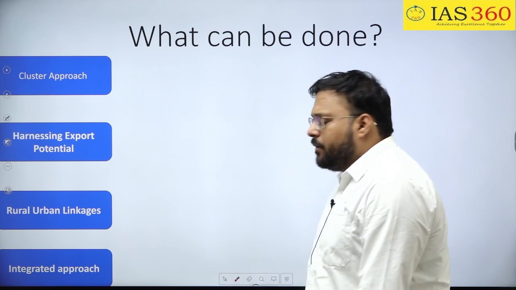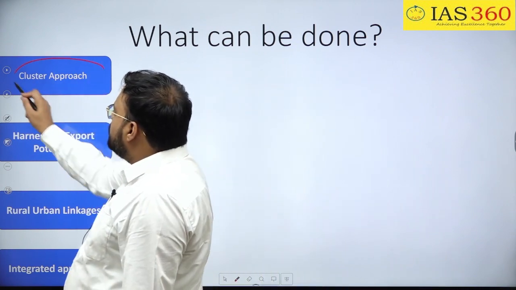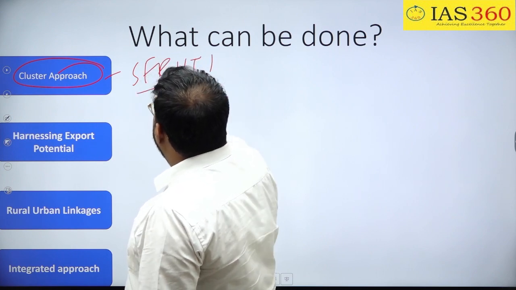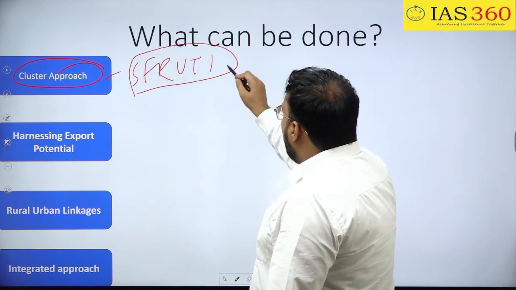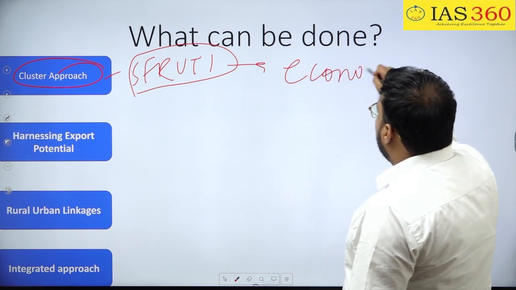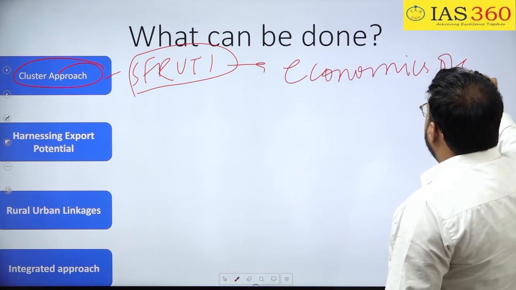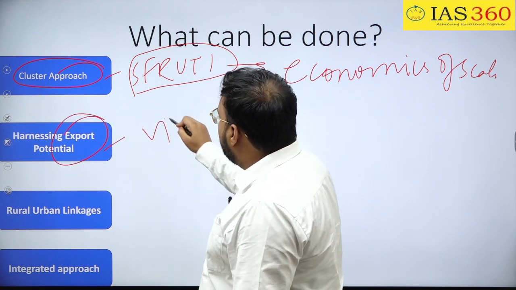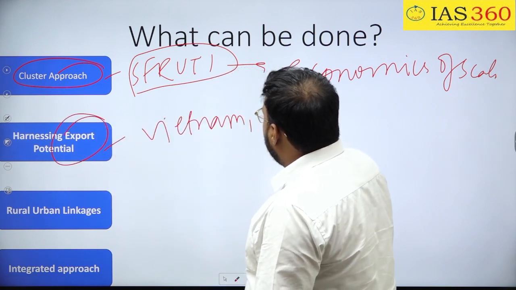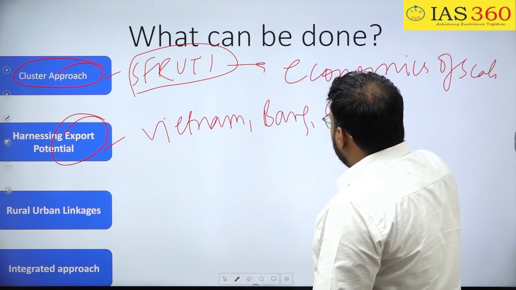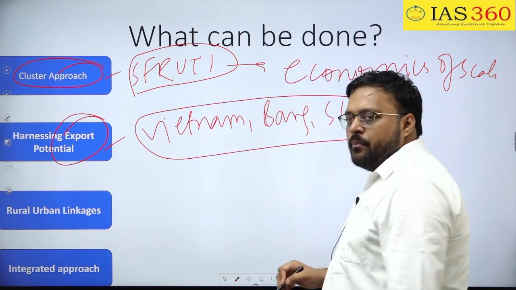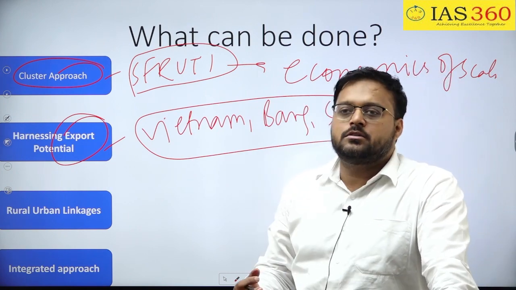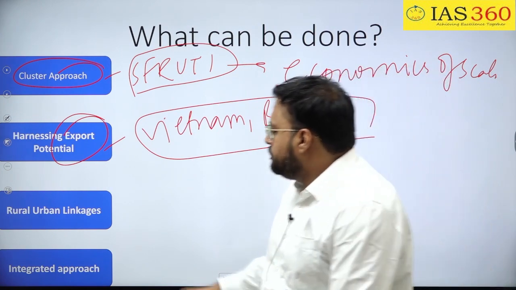Now what can be done? We can focus upon the cluster approach, and the government has started SFURTI, which focuses upon a cluster based approach. Why cluster based approach? Because of economies of scale. Harnessing export potential, because we will have to compete with Vietnam, Bangladesh, Sri Lanka, and therefore we need to dent the global supply chain and make our products more competitive in the market.